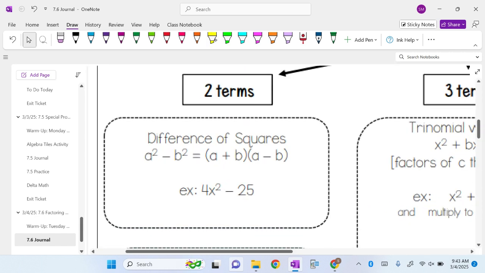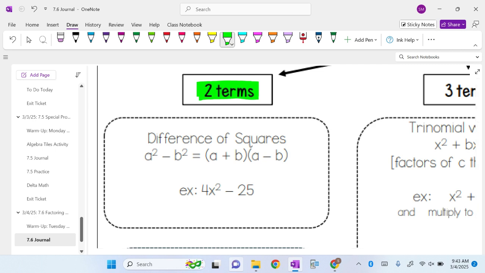First off, if you have 2 terms, the only method that deals with factoring a 2-term polynomial or a binomial that is not GCF is difference of squares. Remember, the formula for difference of squares is if you're given 2 perfect squares and they're being subtracted from each other, it factors like this: a plus b times a minus b. And to get your a and b, you just take the square root of both of your perfect squares.